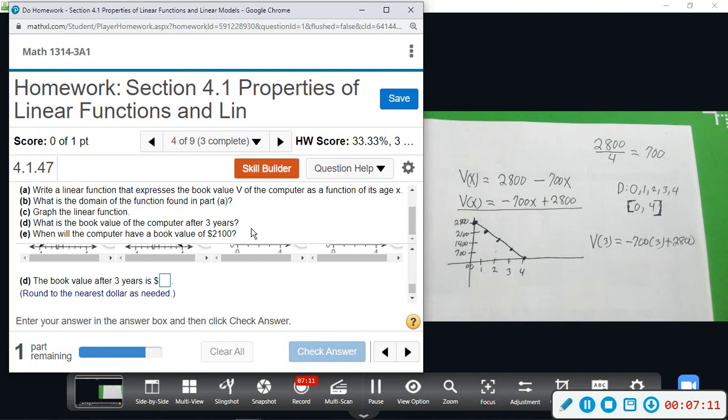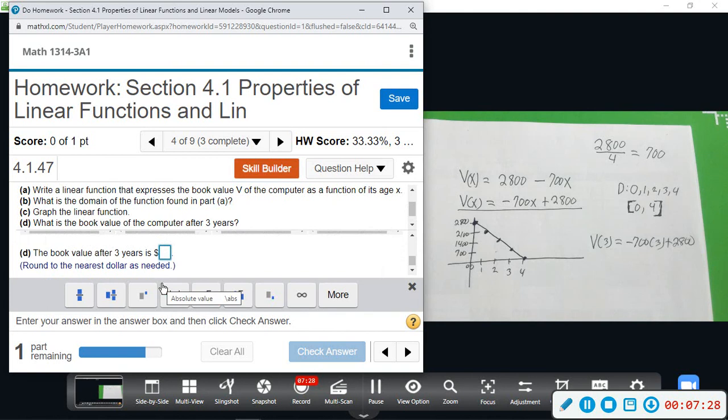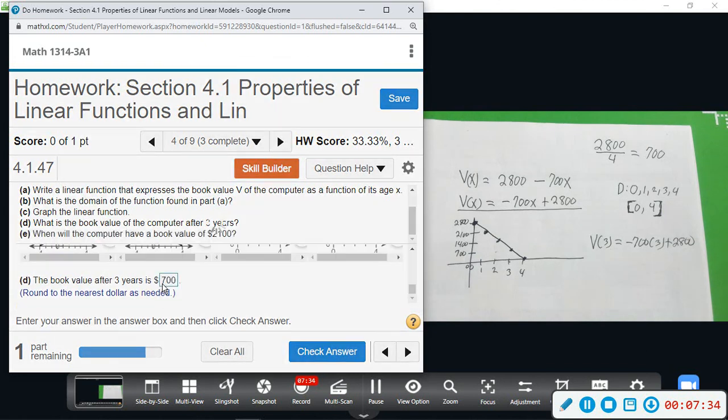But with a linear equation, you have the equation, you have a graph, and you can make a table. And all 3 of those are 3 different representations of the same information. So, let me see. Oh, we just have to plug it in here. So our computer is valued at $700 after 3 years, just from using the graph.